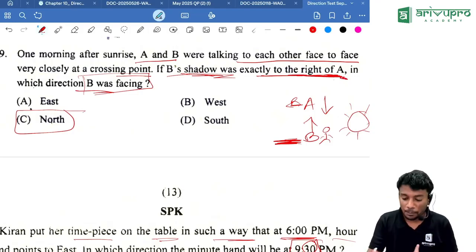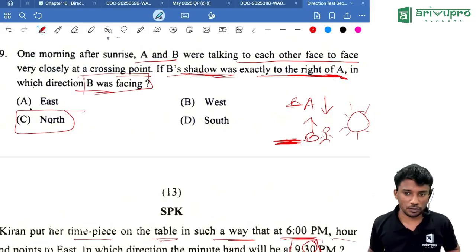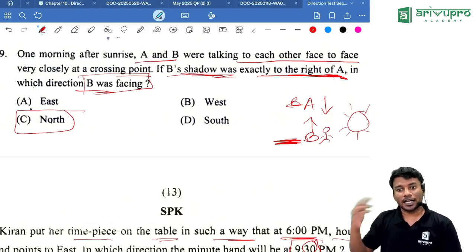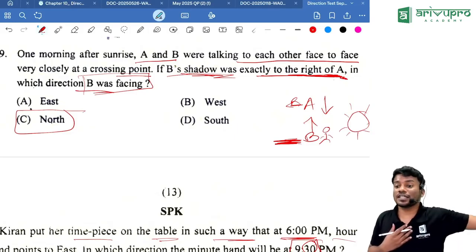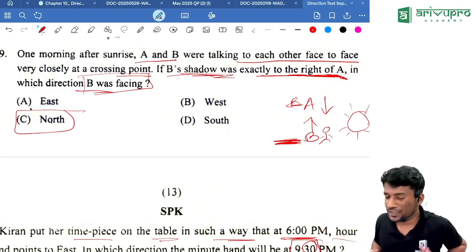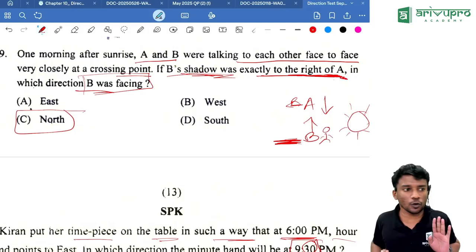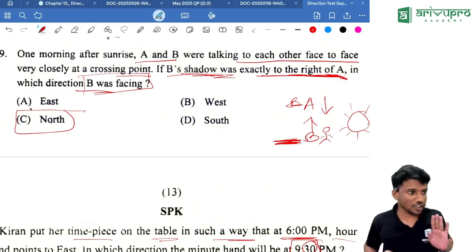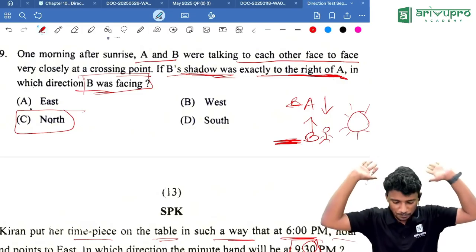So, we are saying B is looking towards north. If you take the opposite, if B is looking towards south, the shadow will be to A's left hand side. That is not possible. That's why we are taking it this way. Is it clear? Anyone having doubt? Sriram, is it clear? Yes. Perfect. Next one.